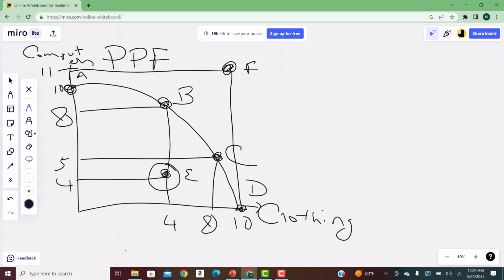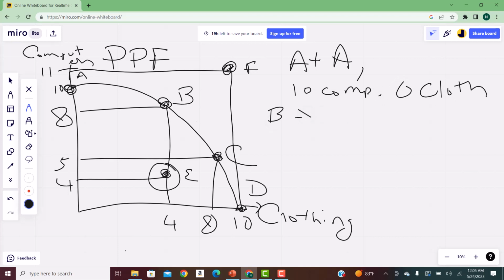So given that, it tells us the different combinations of computers and clothing we can produce in an economy at a particular point of time, given we have fixed resources. Okay, so let's say if the economy is at point A, then if you look at the graph, we're going to have 10 computers and 0 clothing. Okay, now if you go to point B, point B has 8 computers and 4 clothes.